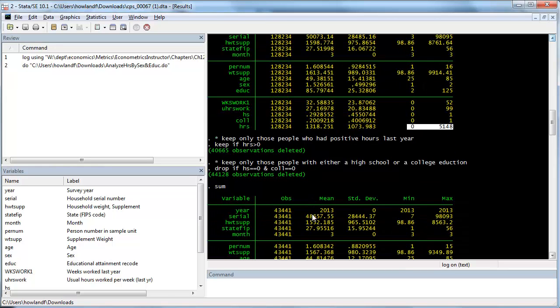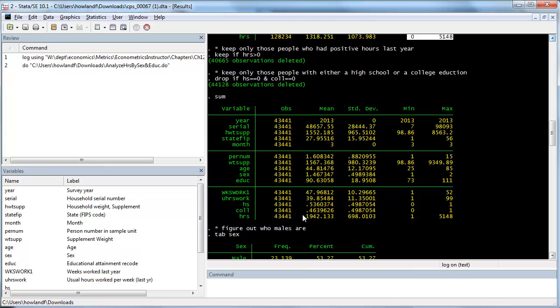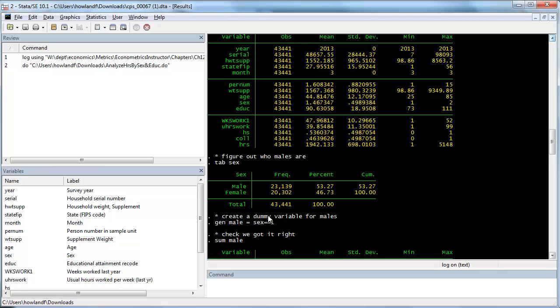And we now have a lot fewer observations. All these people worked, and 56.6% of them are high school graduates, 46.4% are college graduates. That adds up to 100. Hours now averages 1,942. Now I need to figure out who the males are. Well, males are number 1.